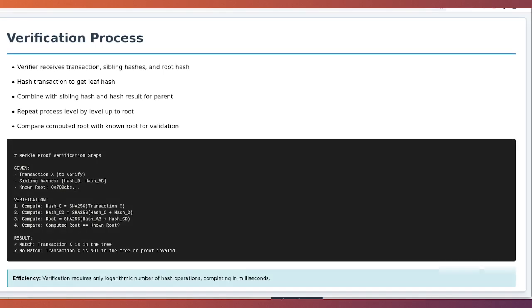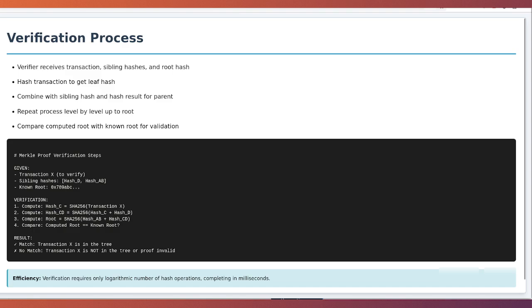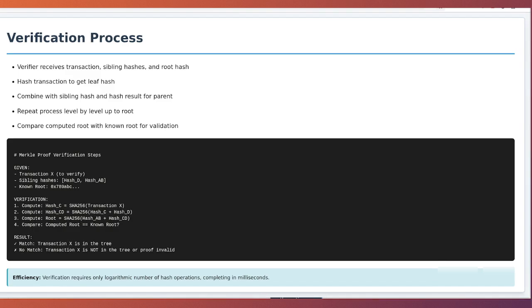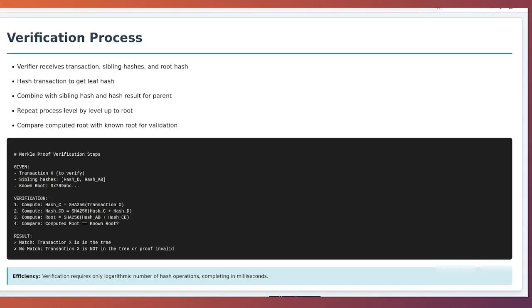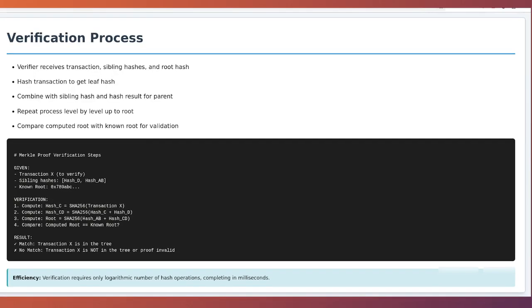Verification process. Let's walk through the complete verification process step by step to really understand how Merkle proofs work in practice. This is where the elegance of the structure becomes apparent. Suppose Alice wants to prove to Bob that a specific transaction is included in a blockchain block. Bob has the block header, which contains the Merkle root, but he doesn't have all the transactions. That would be too much data to download. Alice provides Bob with the transaction in question, let's call it transaction X, along with a Merkle proof consisting of the sibling hashes needed to reconstruct the path to the root. Alice knows which hashes to provide based on the position of transaction X in the tree.